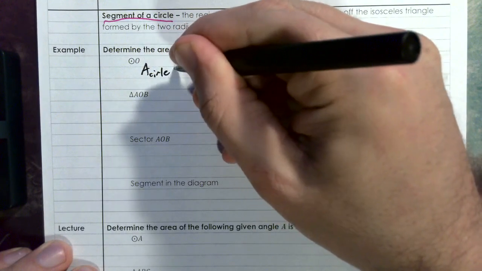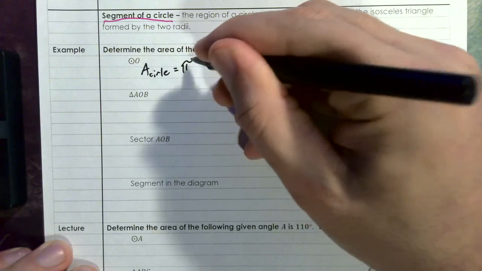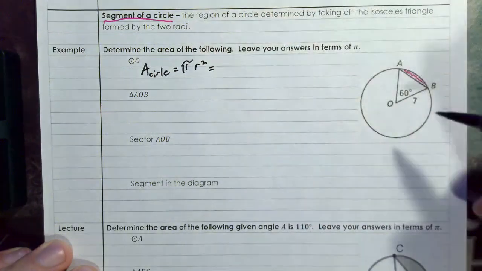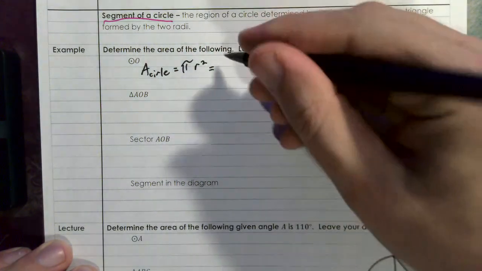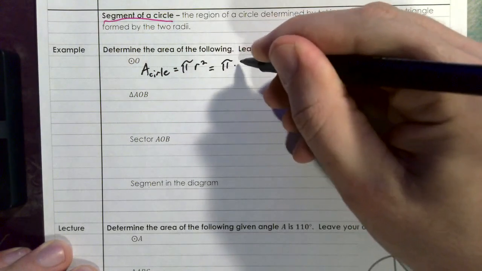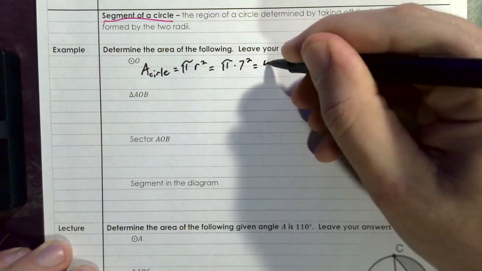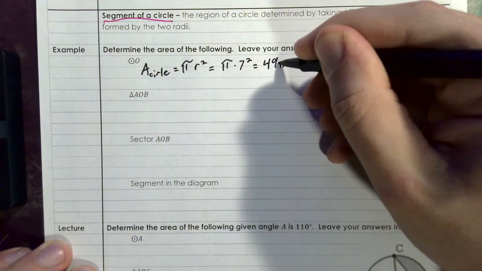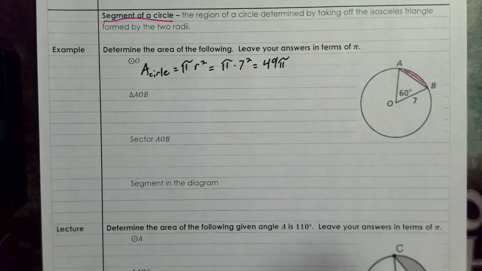The area of that circle is pi r squared, which is 7 squared, which is 49 pi. So that is the area of that circle.